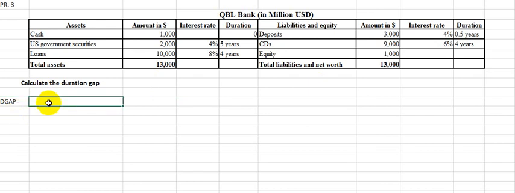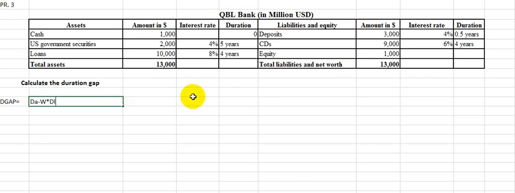it is equal to the duration of assets minus W times the duration of liabilities. Now all three components are missing: the duration of assets, the W, and the duration of liabilities. As we know, the duration of assets is the sum of each asset times its respective duration over total assets. Same for the duration of liabilities: it's the sum of each liability times its respective duration over total liabilities. And the W is total liabilities over total assets.